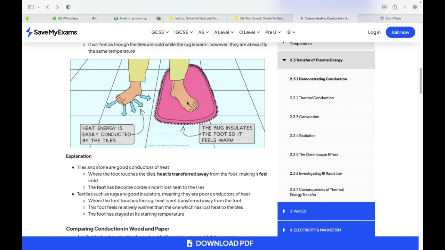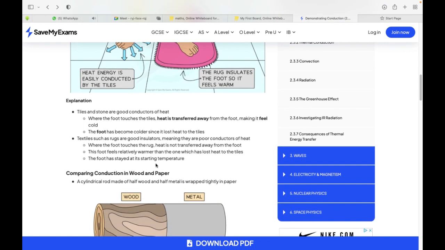Okay? But on the other hand, the rug or the textile is an insulator. It does not allow heat to go through it. So the foot is not able to transfer heat energy to the material. Hence, all the heat will be fed back into your foot, and then you feel a bit warm. So that's for tiles, and then for textiles such as the rug or any good insulator, this is what you're going to feel. They're poor conductors, so they don't allow heat to go through.